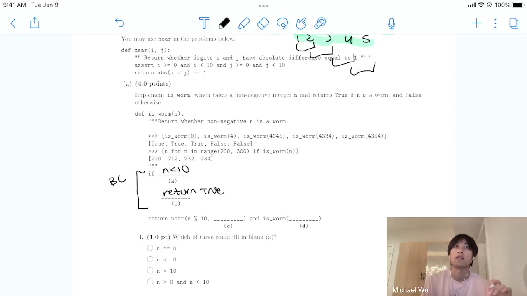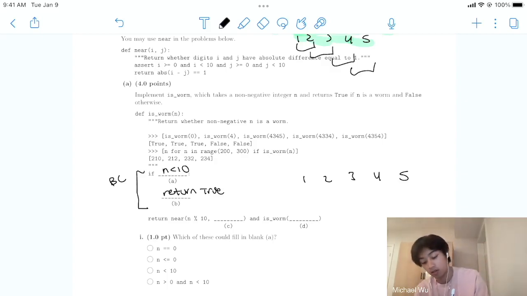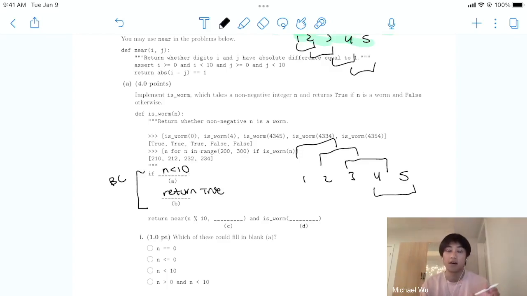So what if n is not less than 10? How do we break this problem up so we can solve it with recursion? Well, if we go back to the original example of 1, 2, 3, 4, 5, what we can do is just compare, say, the last two digits. So compare these two, 4 and 5, and check if they have an absolute difference of 1 between each other. And then after we check these last two digits, which digits do we have left to check? Well, we need to check these two, and these two, and these two. So the rest of n minus the last digit.